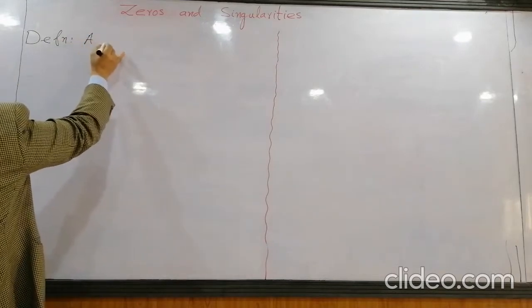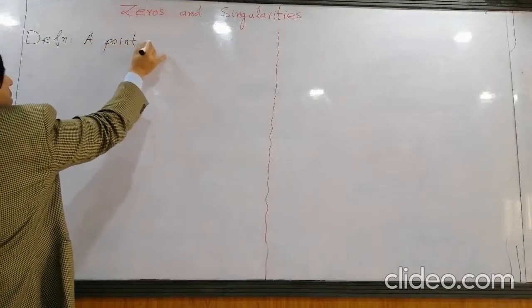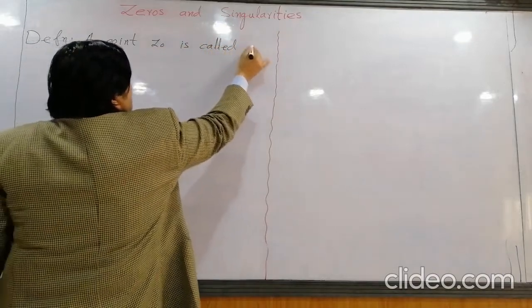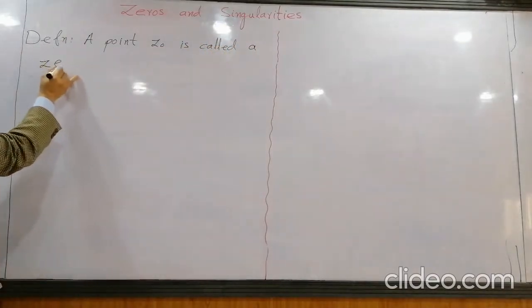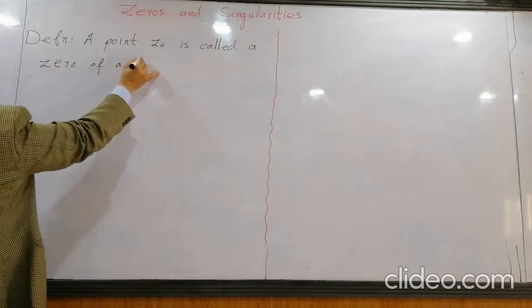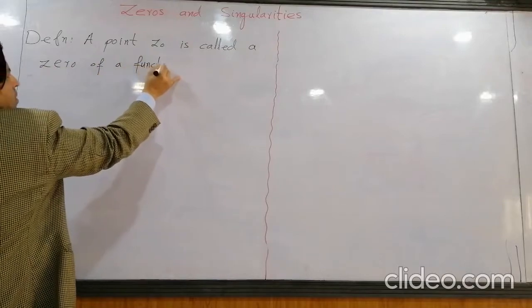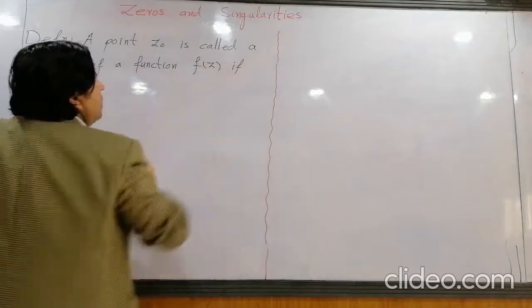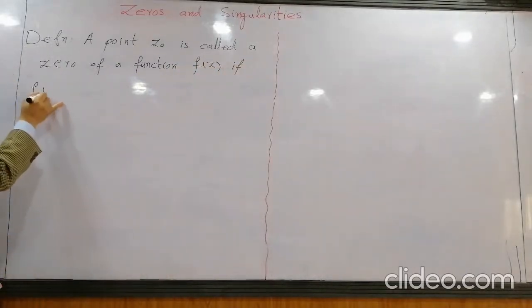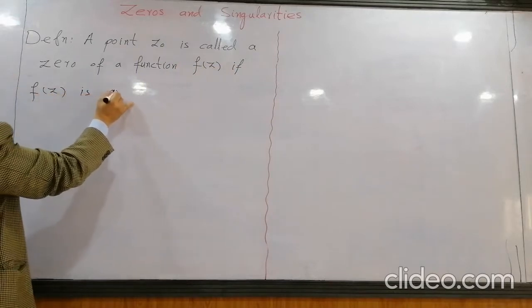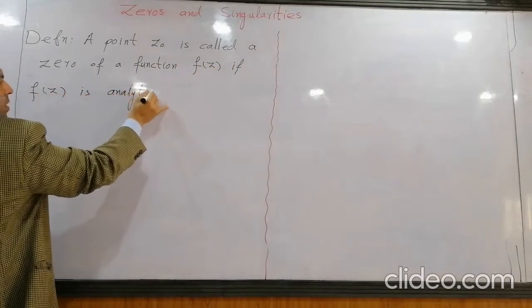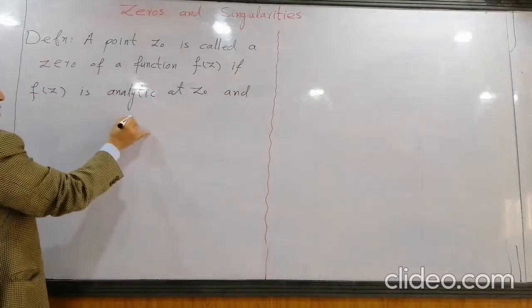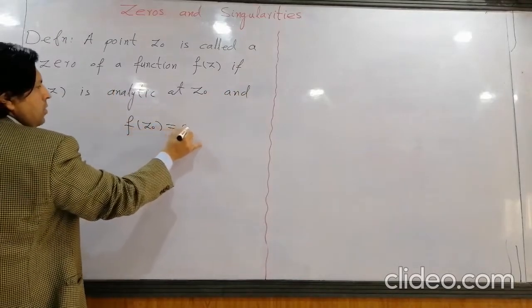We say that a point z0 is called a zero of a function f of z if f of z is analytic at z0 and f of z0 is equal to 0.